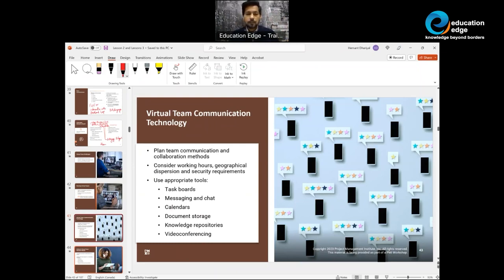Various different virtual team communication technologies, there are task boards, virtual task board, you could have messaging and chats, we could have shared calendars, shared documentation storage. In IT-based project nowadays, we are using Confluence and Jira boards. Everyone is able to see almost everything about the project, made readily available to the team members. Those knowledge repositories or shared folders, which are shared across the board. And of course, as I said, one of the challenges of working with virtual teams is the feeling of isolation. How can we overcome them? By using sometimes the right kind of technology, and video conferencing helps.